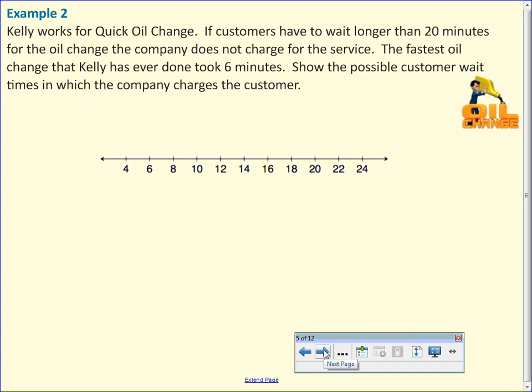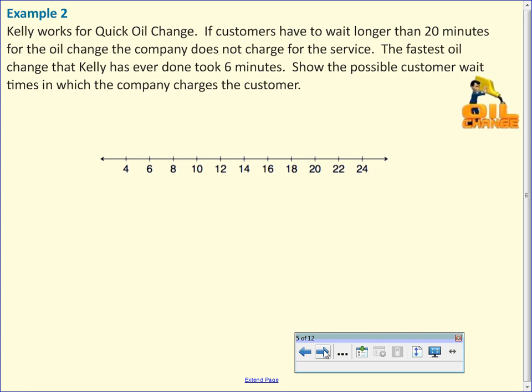All right, Kelly works for a quick oil change. If customers have to wait longer than 20 minutes for the oil change, the company does not charge. That's a very good policy, Kelly. I will keep coming back to your store. The fastest, oh, Kelly, I'm impressed. The fastest oil change that you have ever done took 6 minutes.